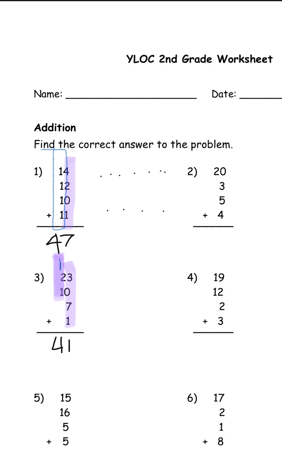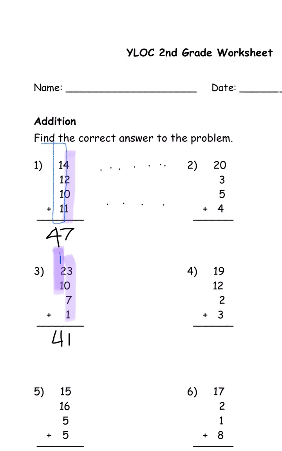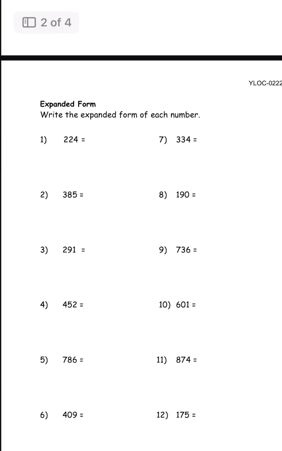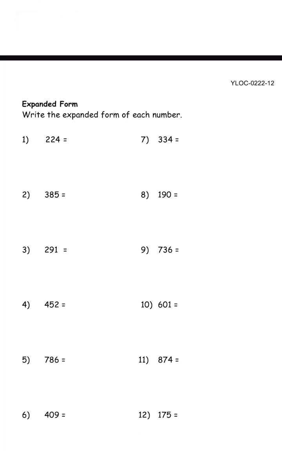Now we're going to do the next page. Expanded form. Write the expanded form of each number. So, for example, let's say we have 125. The expanded form for this number would be 100 plus 20 plus 5. So we have to divide them into their place values.